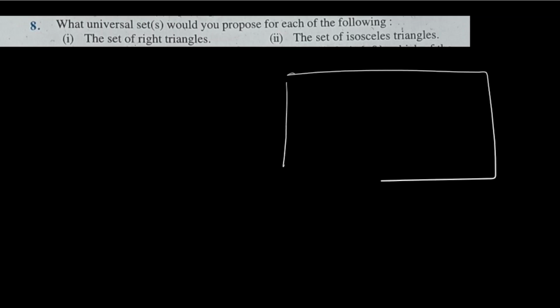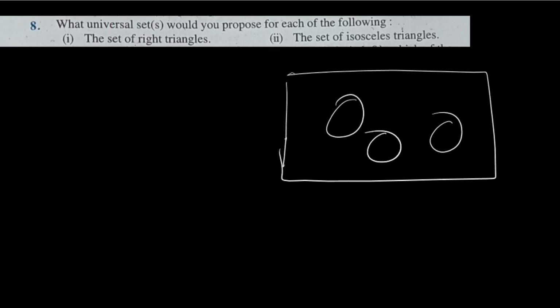Now the next question. The universal set. What universal set would you propose for each of the following? I explained to you that a universal set is quite a bigger set from which we can choose small sets. Suppose this is a universal set. I took the example of real numbers and explained that real numbers can behave as a universal set, and the set of natural numbers or rational numbers or integers will all behave as subsets.